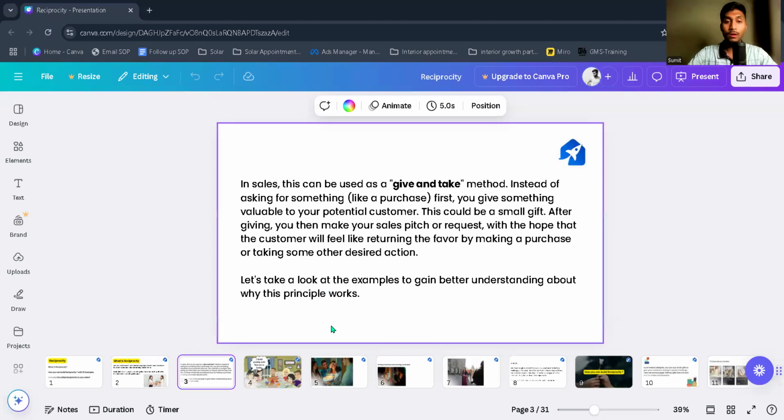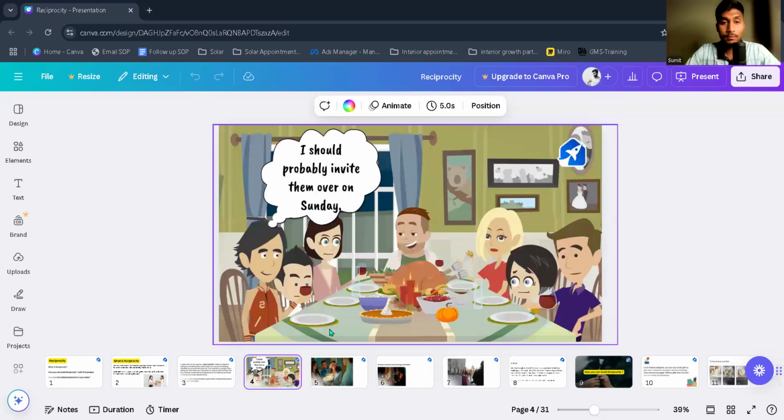So let's take a look at the examples to gain a better understanding of why this principle actually works. This is going to be really interesting, guys. So I should probably invite them over Sunday. Here is a family scenario where the boy on the right-hand side with the purple t-shirt invited the boy on the left-hand side in the red t-shirt. The red guy is thinking that I should invite them too because this family invited him. Now it's his turn to return the favor.